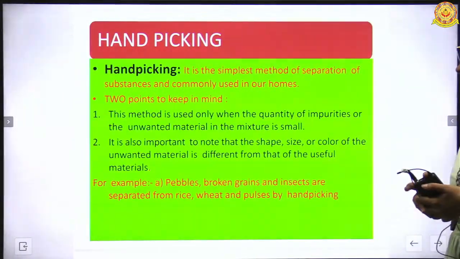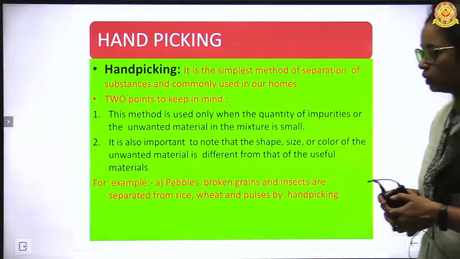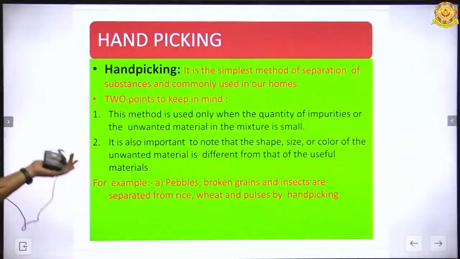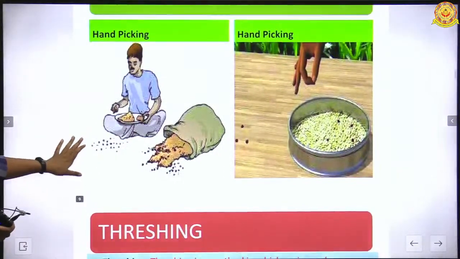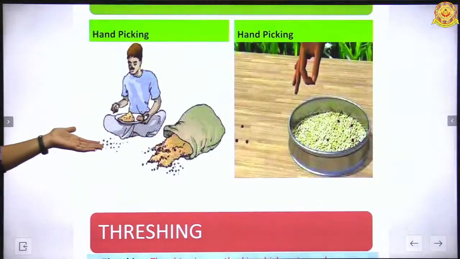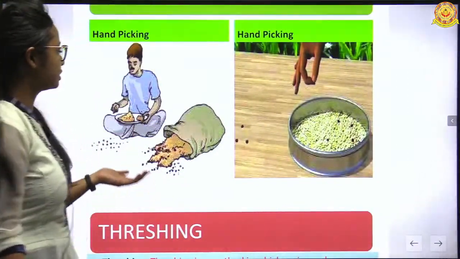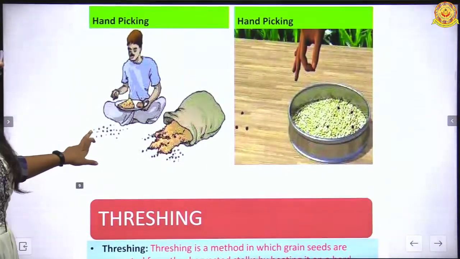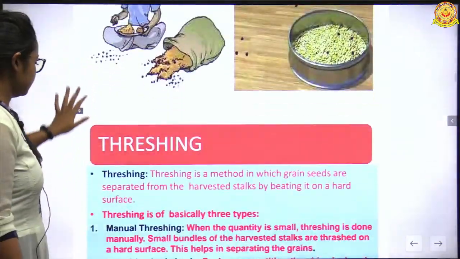pebbles, broken grains and insects are separated from rice and pulses by hand picking only, because they are in a small quantity. So that means we can use this method, hand picking. This is an example. When you have wheat or rice, any cereals, you can use this method to separate small stones and insects. But if the quantity is large, it is not possible to use your hands for the separation.